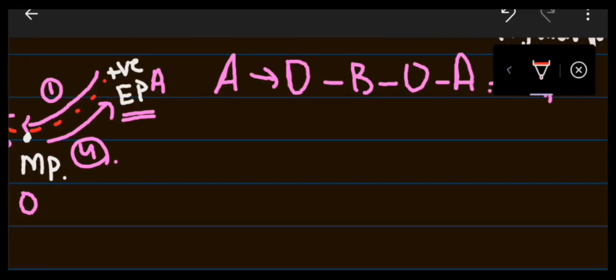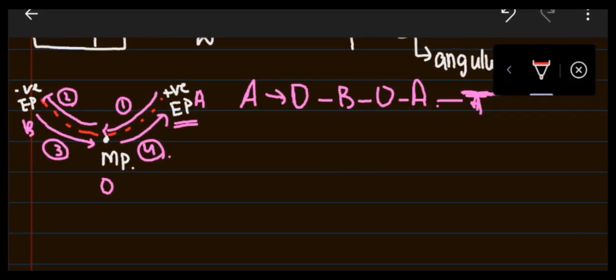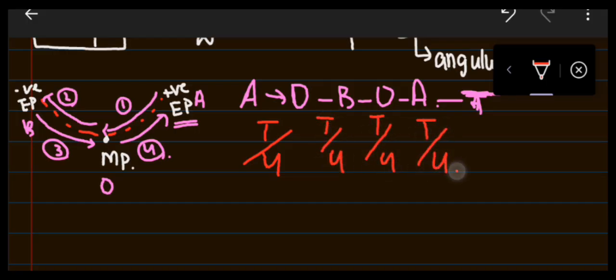So now here you can see these are only four lines I have drawn: from A to 0 and 0 to B, B to 0 and 0 to A. These are basically four amplitudes, four maximum distances, where the cycle completes. So if I'm going to find out the time, here it will be T by 4. Again here T by 4, T by 4, and T by 4.